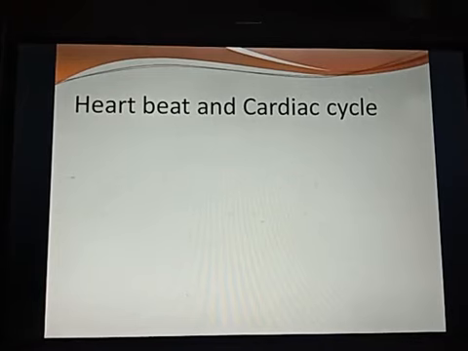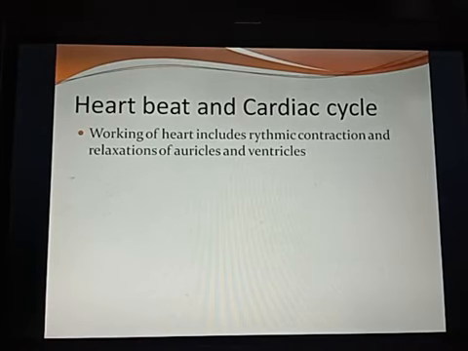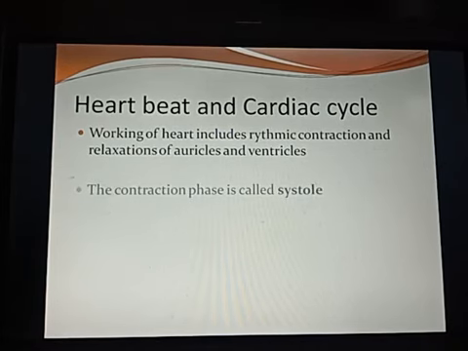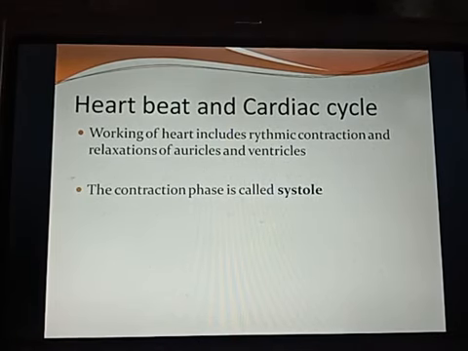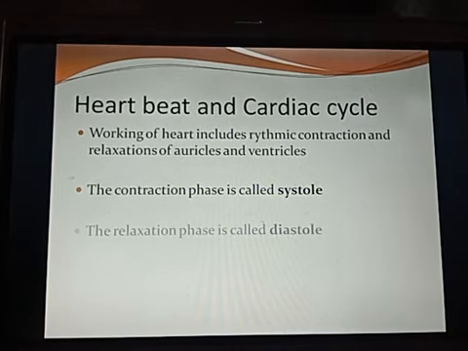Let us see the next topic of the day, that is heartbeat and cardiac cycle. Working of the heart includes rhythmic contraction and relaxation of auricles and ventricles. I have told you, all the chambers of the heart do not contract and relax at the same time, but it takes place in rhythm. The contraction phase is termed systole. This is a very important term that you need to keep in mind. The relaxation phase is called diastole.